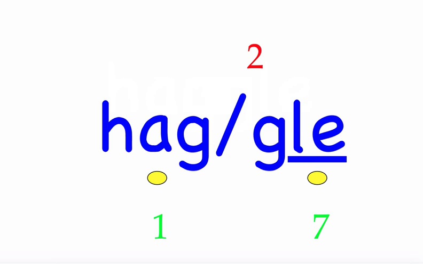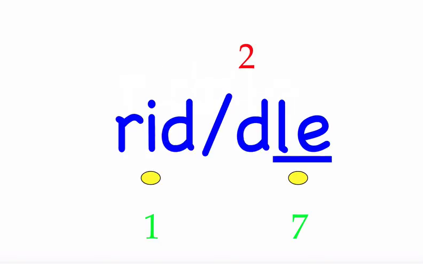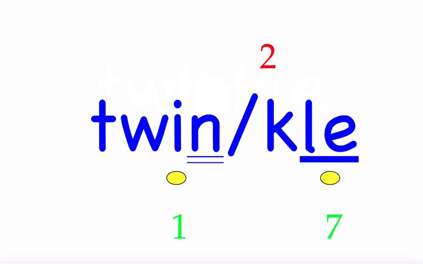Riddle. Tell us a riddle. Riddle. Rid, three sounds. R, i, d. Dull, two sounds. D, ul. Riddle. Twinkle. Twinkle, twinkle, little star. Twink, four sounds. T, w, i, ng. Cull, two sounds. K, ul. Twinkle, mark the word. N is followed by the sound k, so we double underline the N to indicate it's representing its second sound.